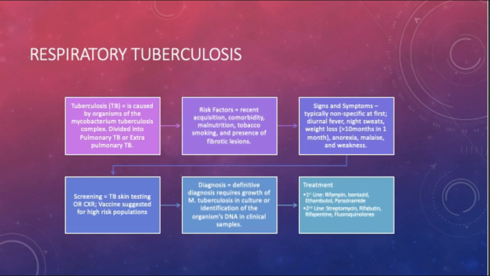So for a diagnosis of TB to be definitive, the diagnosis requires growth of the M. tuberculosis in culture or identification of the organism's DNA in clinical samples. And then some treatment concerns when you are working a patient up for a possible diagnosis, especially in the U.S. here, because we don't have a high rate of tuberculosis, when people do have it, we find that it's multi-drug resistant TB. Those are the ones that are kind of sneaking into the U.S. So keep that in mind.